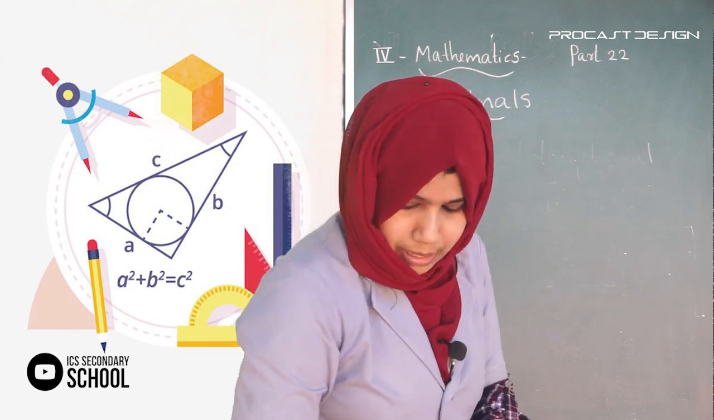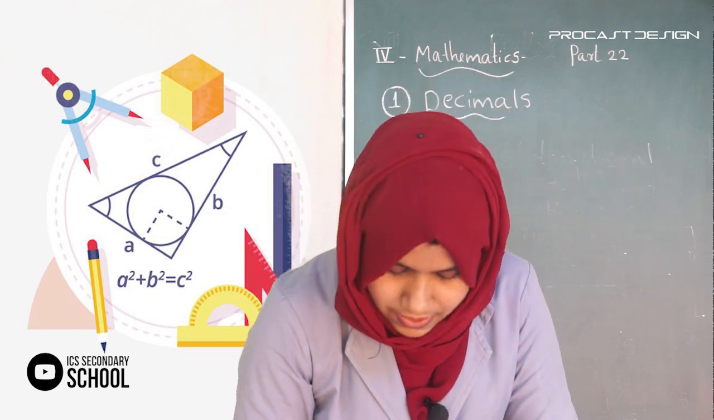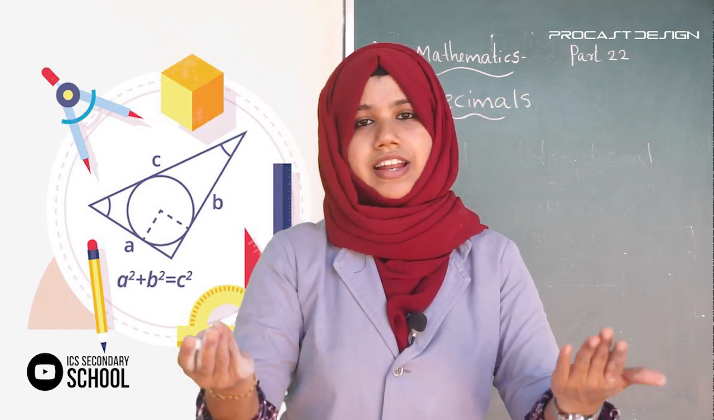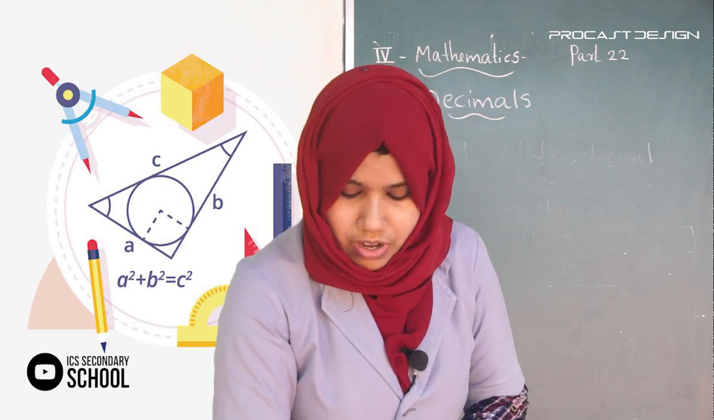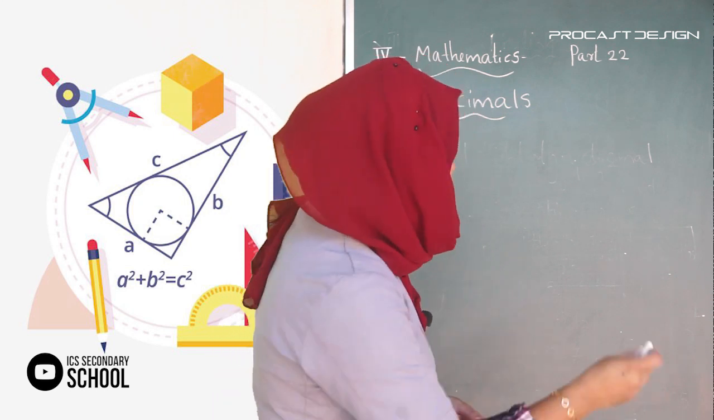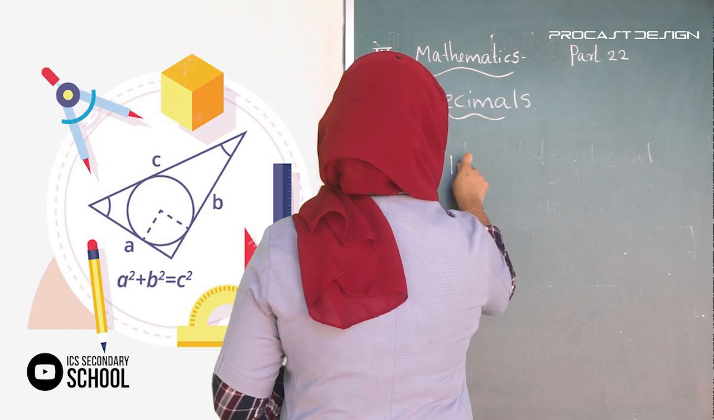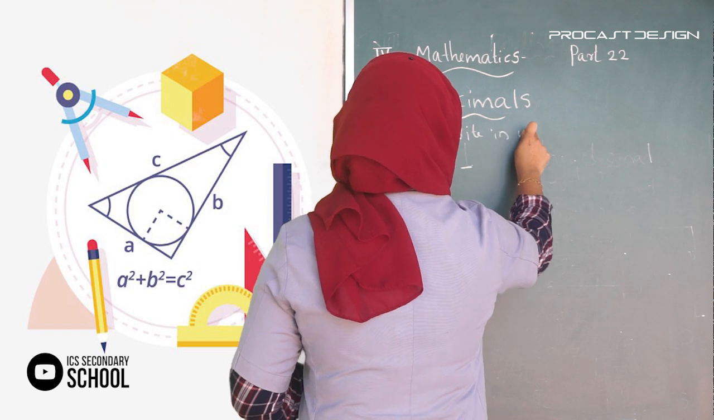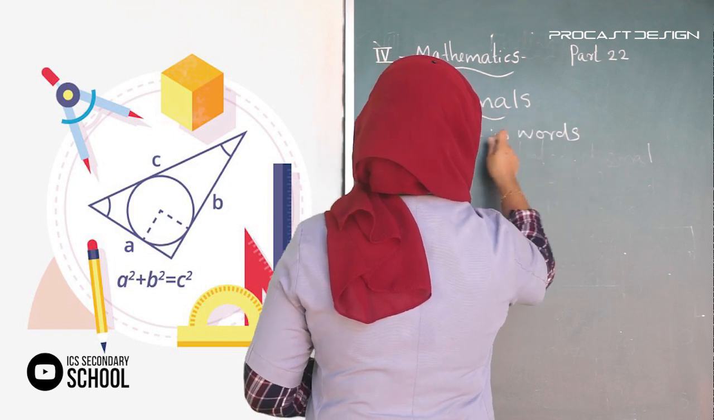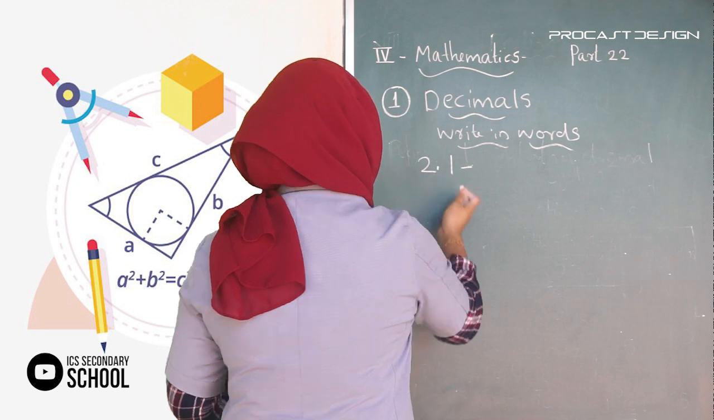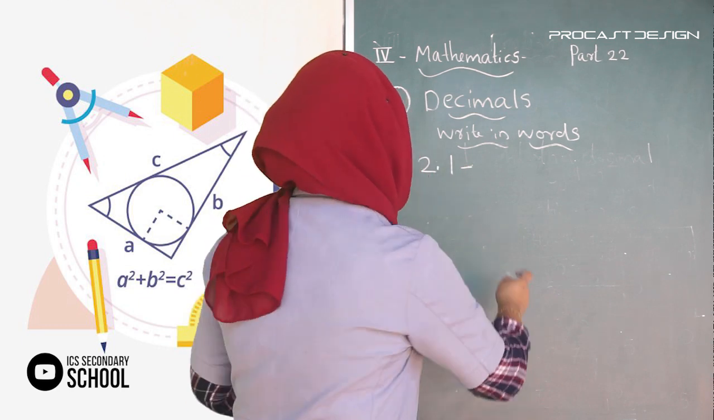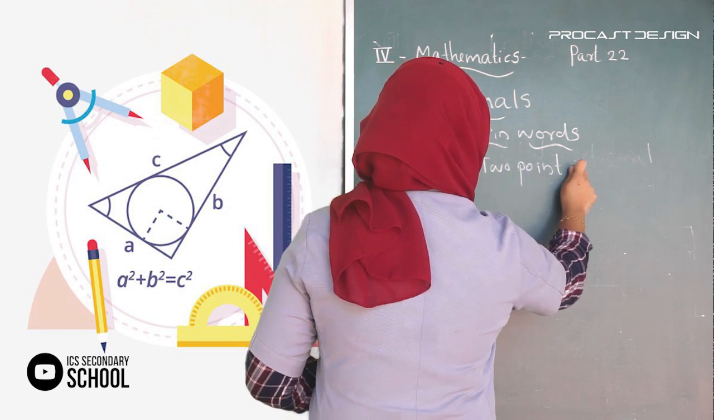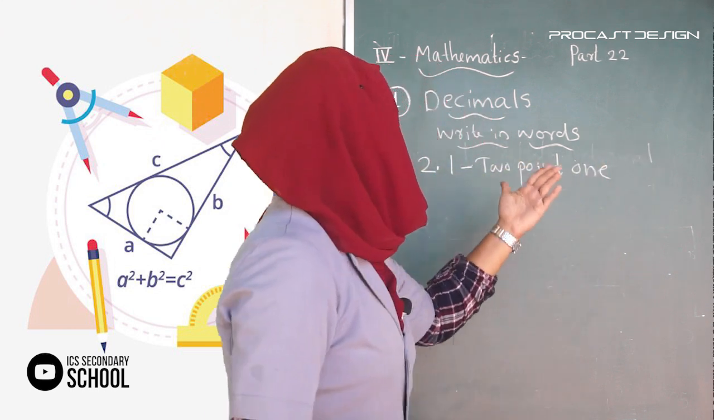So page number 41, you have some homework. Exercise 1, first is write in words. There are 4 questions. I will write the first. Write in words. Okay. How to write? Yes, it's simple. 2.1. This is the write in words.